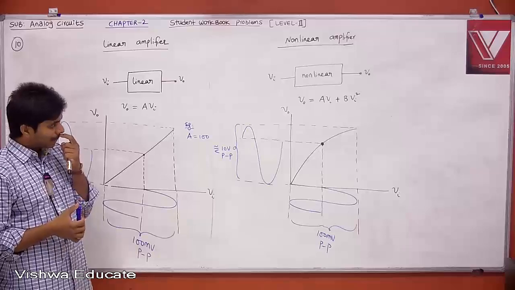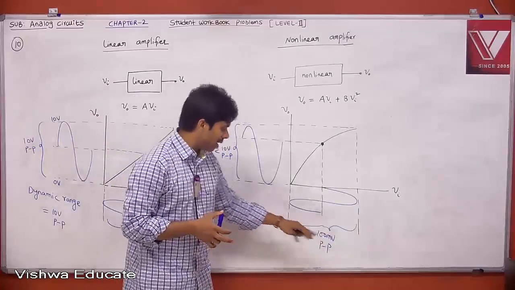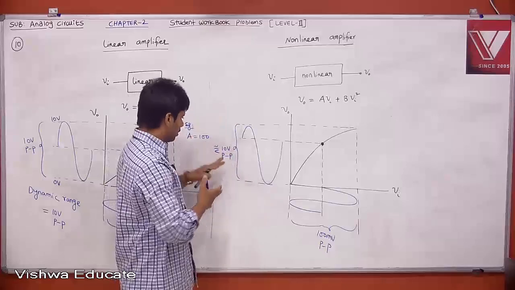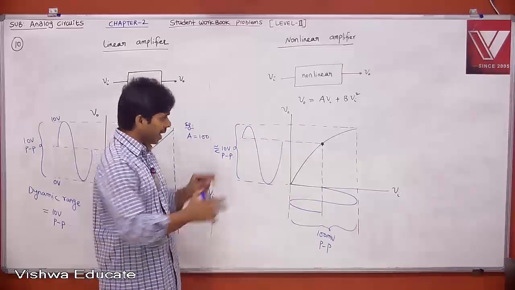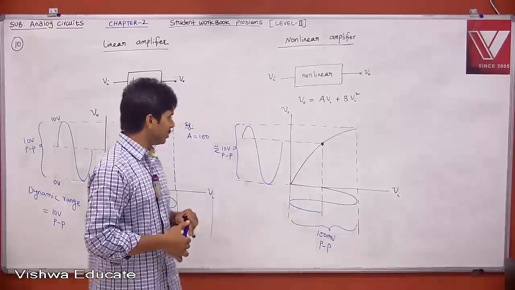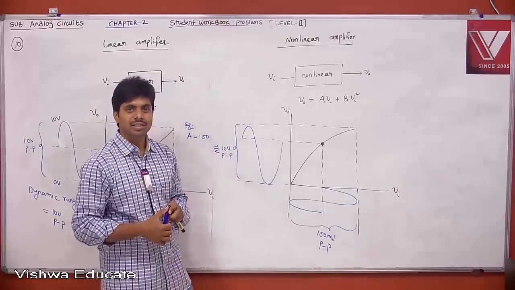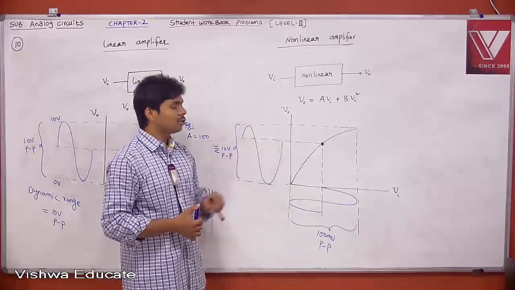Now, if you see here, when you give a 100 millivolt peak to peak sine wave, we are getting some swing which is close to 10 volt peak to peak or less than 10 volt peak to peak. We have gain. I'm not saying that gain is not there, but the problem is this is not a sine wave. This is a distorted wave. This is what is called amplitude distortion.